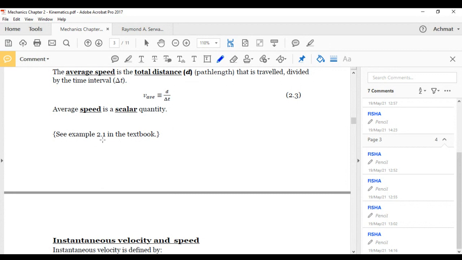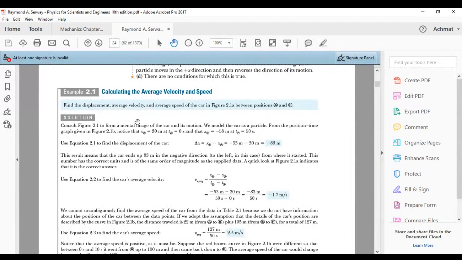Now let's go to this example in the textbook. I think I can just click this here, and there we are. I kept this open so that you can have a look at example 2.1. This is example 2.1 in the 10th edition. If you have the 9th edition, just check. I expect it will most probably be the same problem.